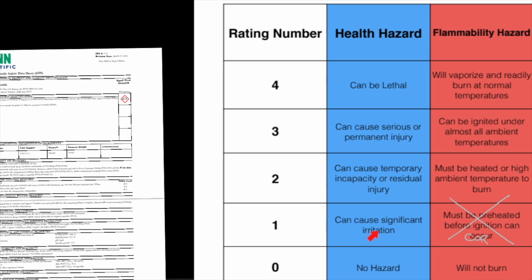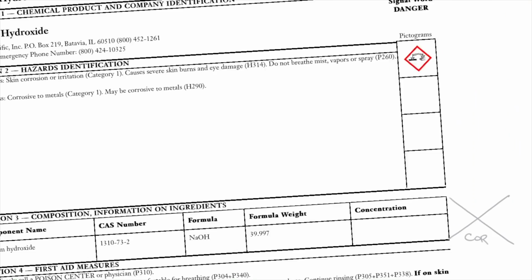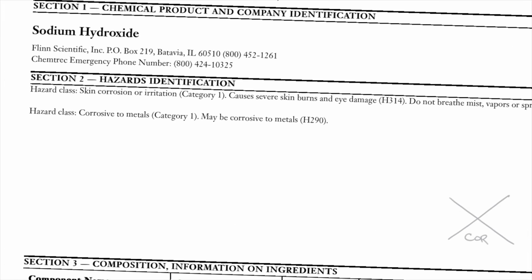In fact, it's not even going to be a minor irritation here, so it won't even be a 1. Causes temporary incapacity or injury. That's almost getting there, but it's not quite there. Now, when we look at the word serious damage here in section 2, we got to pair it up with what we actually see in the codes. So when we look at this here, it causes severe burns and eye damage. That's actually a very serious thing.